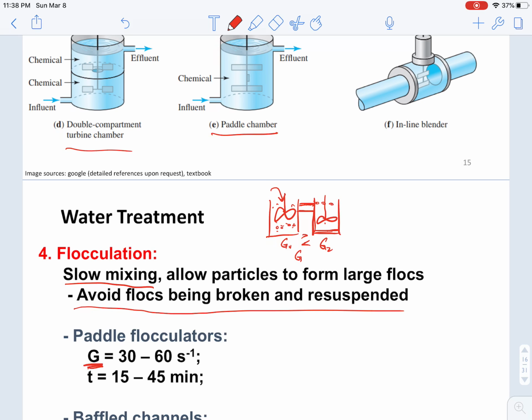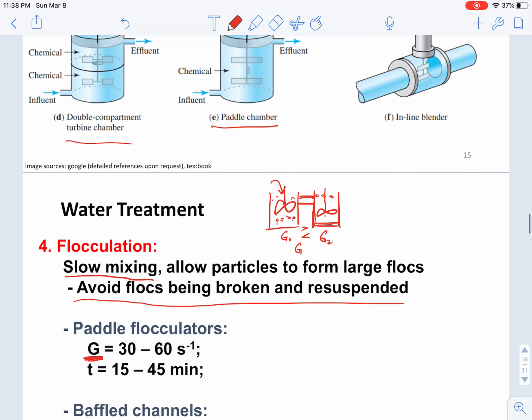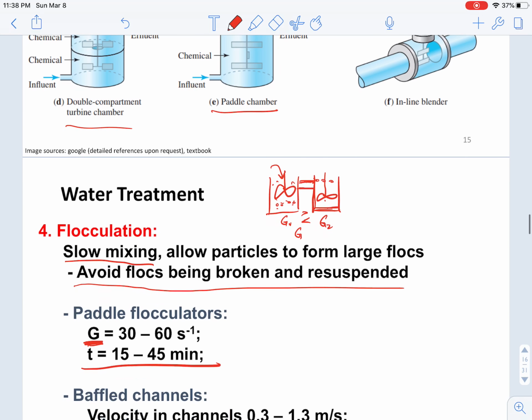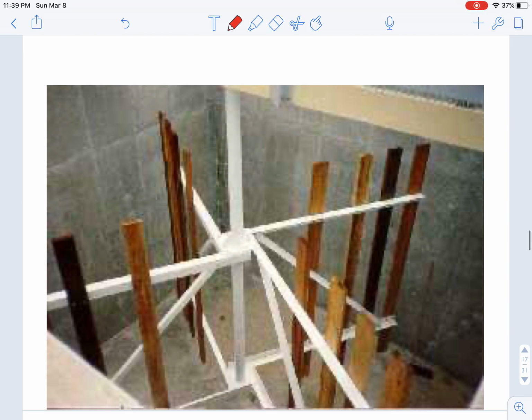As we can see, the G value, which is the velocity gradient, reduces from 1,700 to 1,000 to around 30 to 60, which is relatively smaller. The retention time also gets larger because we need a longer time for the water to settle down in this flocculation chamber. In terms of the design for the flocculation chamber, we can use paddle flocculators or baffled channels. These are two different designs for the coagulation chambers.